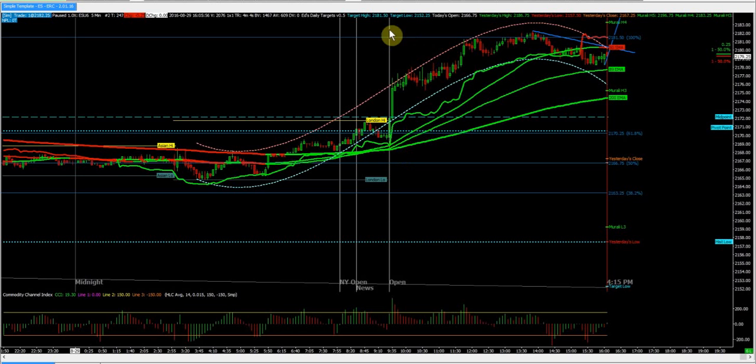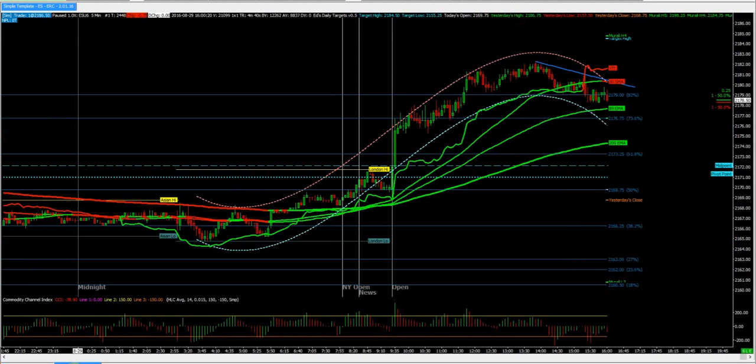Here's your target. Your target's up here, 2181.50. Okay, we're working off the midnight chart now. So now what we do, we have our entry down here, and we have our exit right up here. So enter at 2170.25, exit at 2181.50. Now, excuse me. So the market opens.